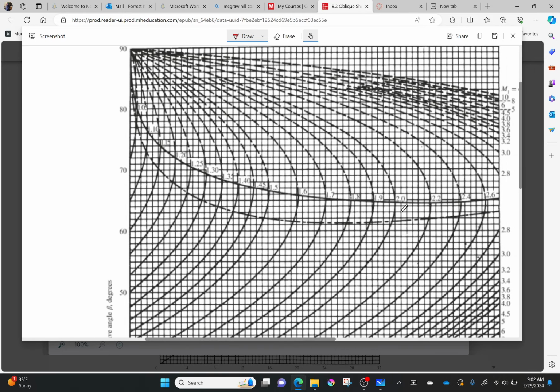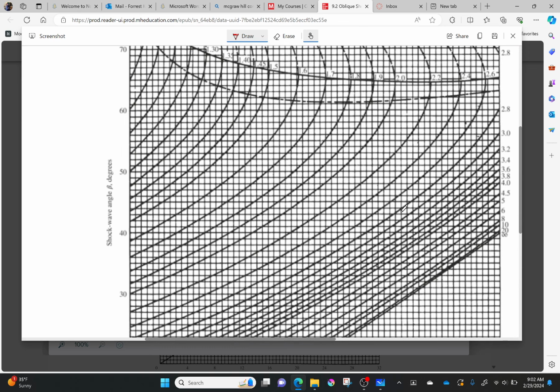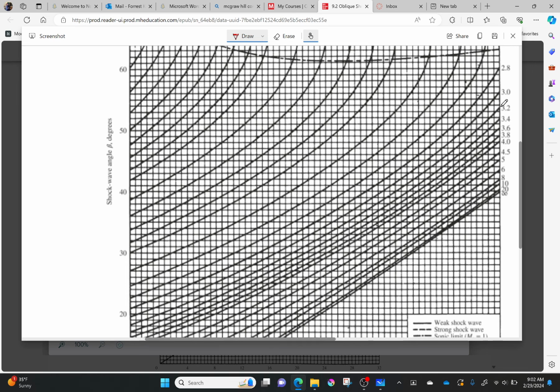So first things first, is it going to be a weak or a strong shock? It's going to be a weak. I'm just getting that based on geometry. I'm not expecting it to be a strong shock. If I had higher pressure ratios, maybe it would be, but for this one, it's pretty low. Let's just assume it's a lower one.